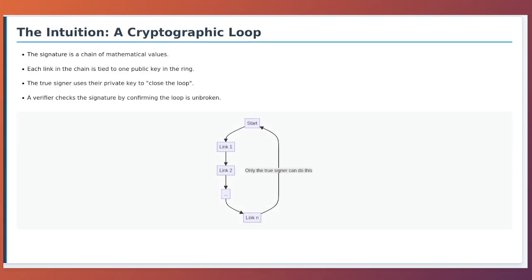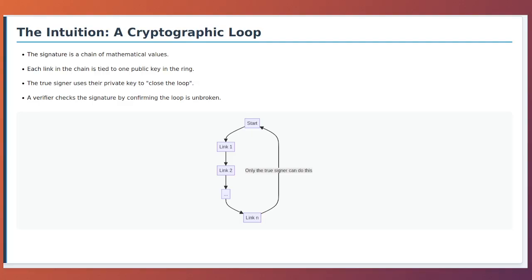The intuition. A cryptographic loop. Before we get lost in the formulas, let's build a high-level intuition for how a ring signature works. The core idea is to create a closed cryptographic loop, or a ring of dependencies. The signature is constructed in such a way that each person's part of the signature depends on the person before them. As a verifier, you can follow this chain of dependencies from one person to the next around the entire ring. The math is designed so that if you start at the beginning and follow the chain all the way around, you should end up exactly where you started.